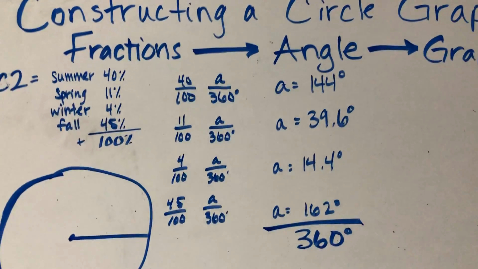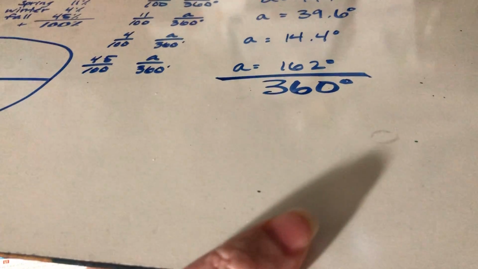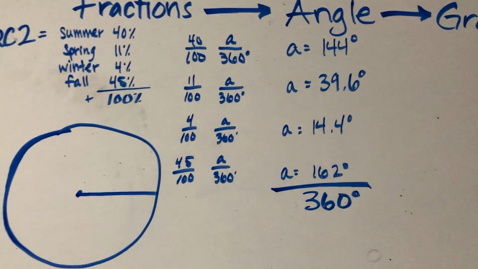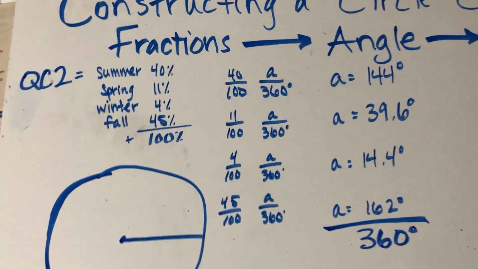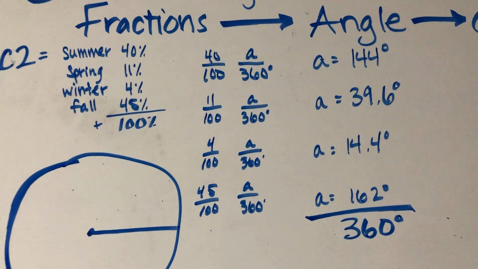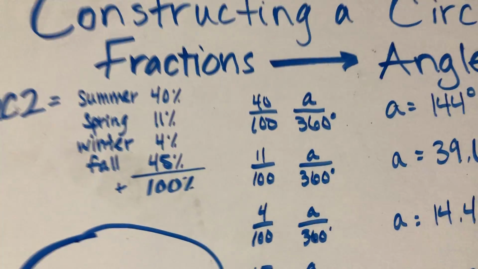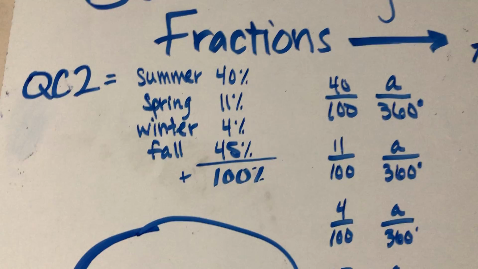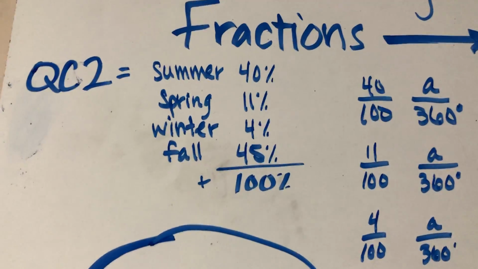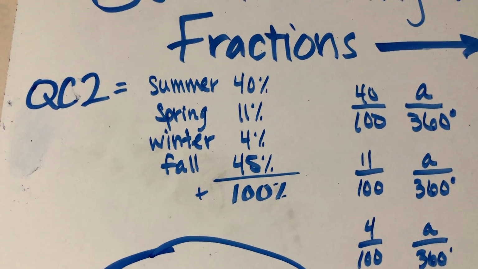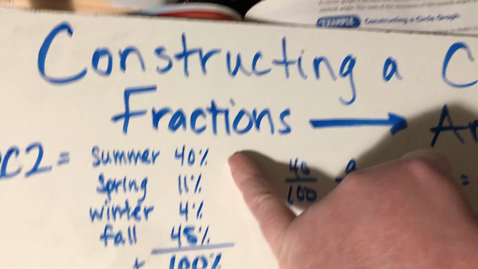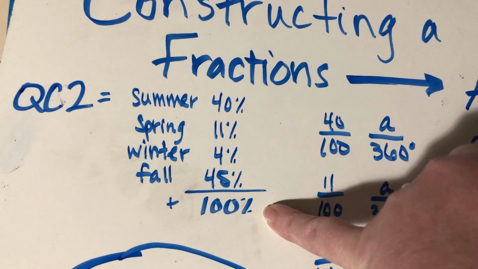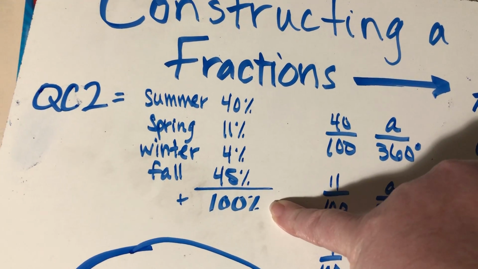I did two about people's favorite seasons. It's the quick check number 2 on the bottom of 355, about people who have those favorite seasons. So here's the information that's in your chart. And because it's already a percent, this is going to add up to 100%. You can always check that to make sure your math is correct.